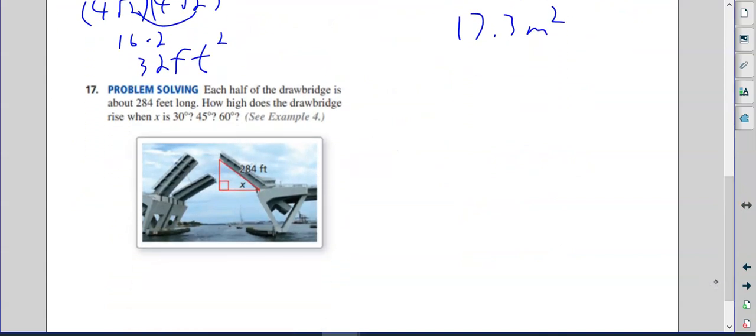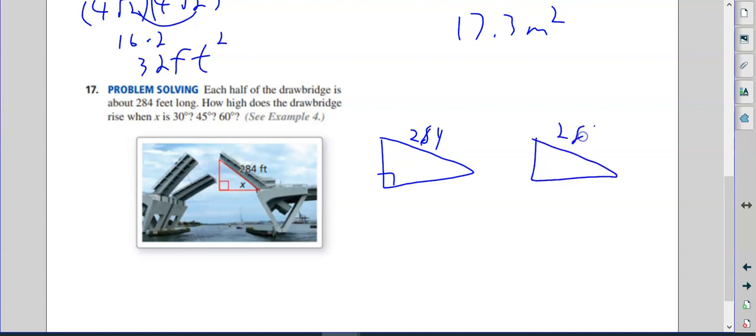And last but not least, going to bring this drawing out a little bit. We have 284 feet here. That's supposed to be an 8. Each half of the drawbridge is about 284 feet long. How high does it have to be when x is 30, 45, and 60? Okay. So I'm going to draw 3 of these. They're not going to be to scale.